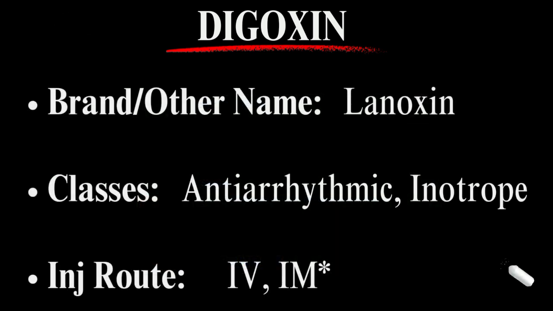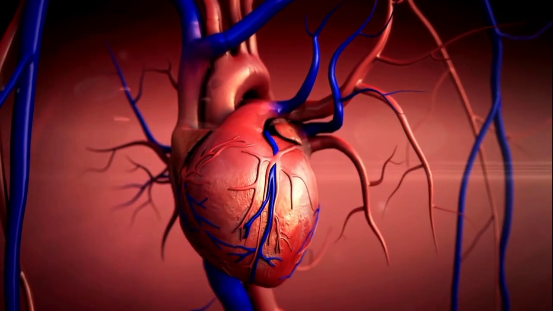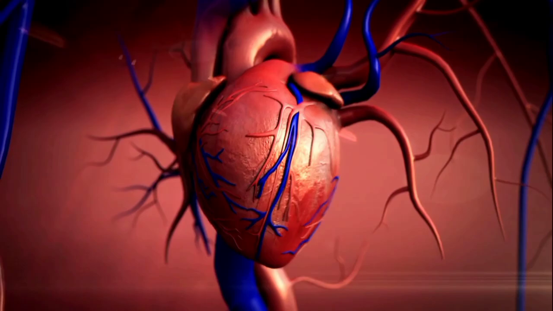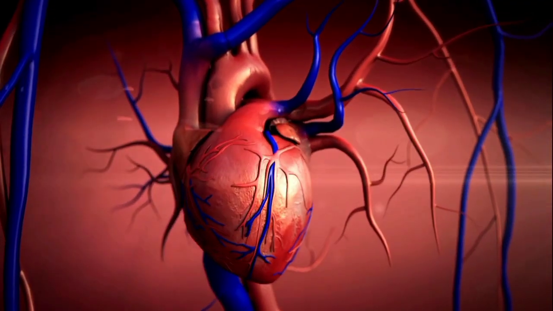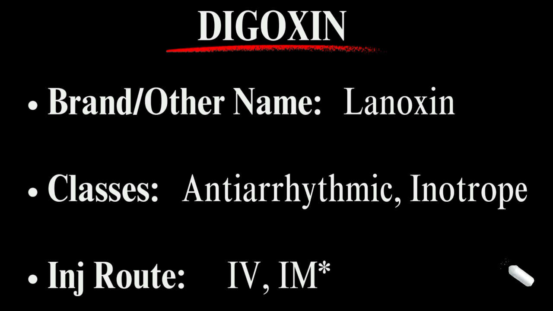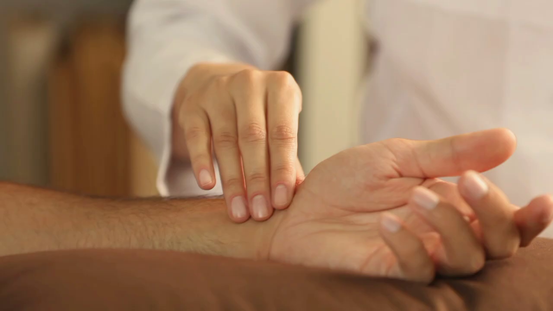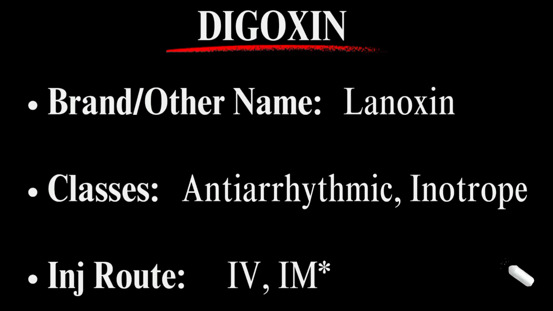Digoxin is sold under the brand name Lanoxin. It's an antiarrhythmic agent and also an inotrope. As an inotrope, it works by increasing the force of contraction of the heart. It also decreases the heart rate. So for this reason, before you administer digoxin to any patient, make sure you check the heart rate. If it's less than 60 beats per minute, you do not administer. So the route of administration is IV or IM, but it's recommended to avoid the IM injection as it causes severe injection site reaction.